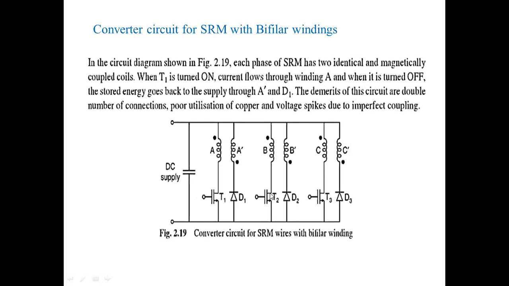Here, suppose when thyristor T1 is turned on, D1 is there. When T1 is turned on, this phase A is excited. T1 is turned on, and current flows through the winding A. The current is moving like this.